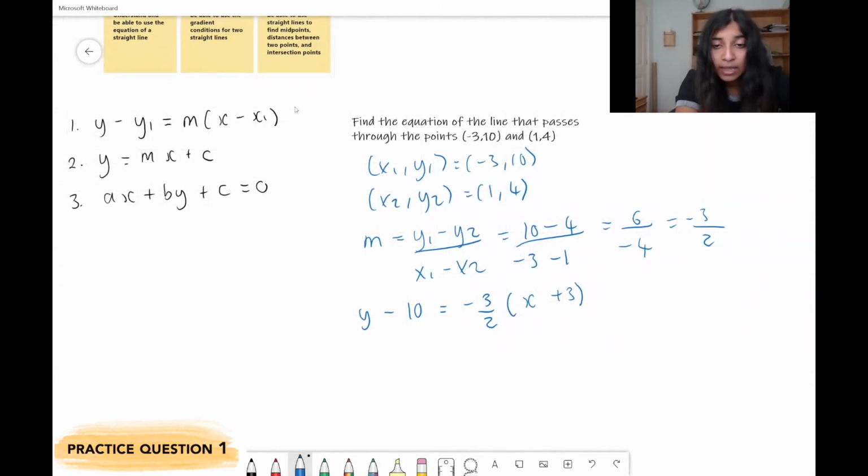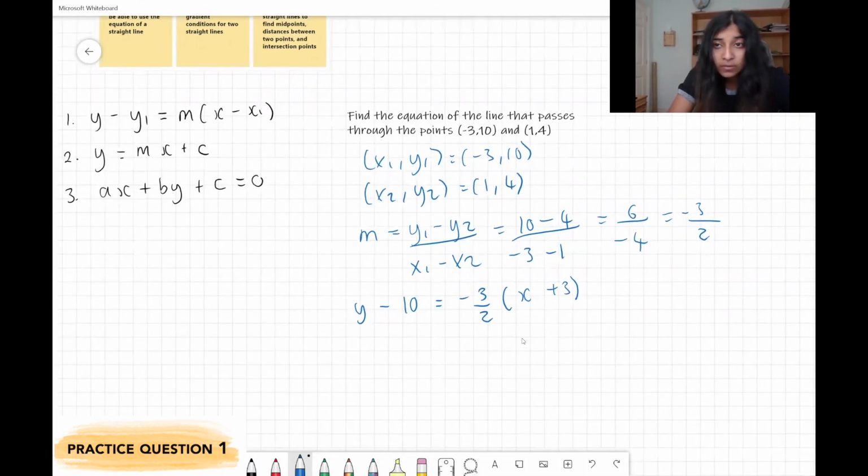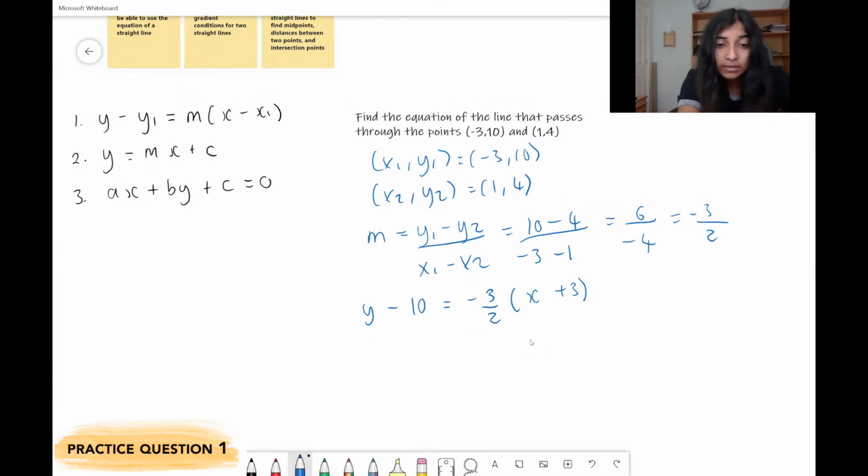That is the equation in the form y minus y1 equals m times x minus x1. Using this, we can try and put it into the form y equals mx plus c. The first thing we can do is expand the brackets. Let's label this as the first form. For the second form, if we expand the brackets, we get y minus 10 is equal to -3 over 2 x minus 9 over 2.